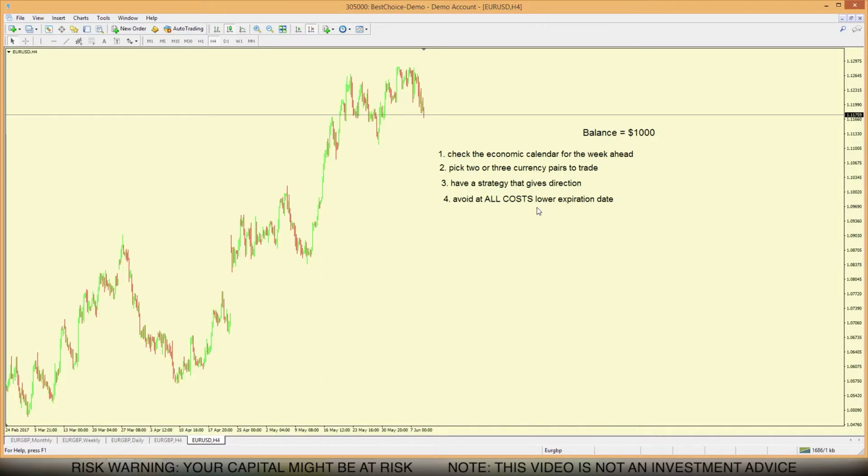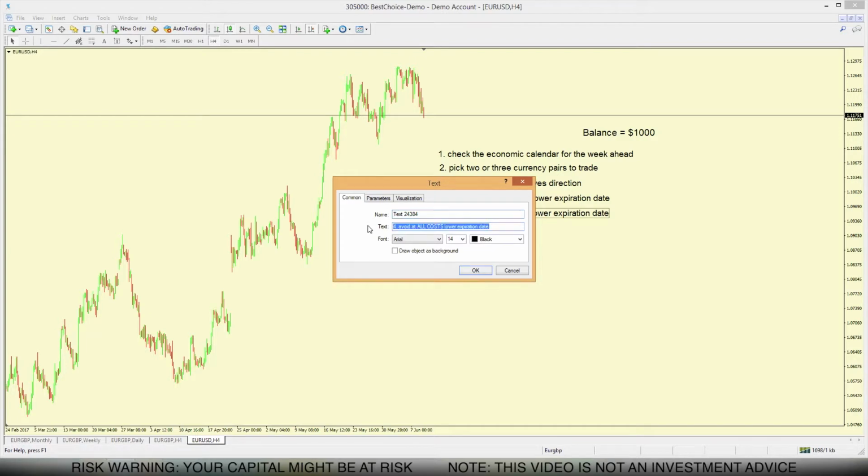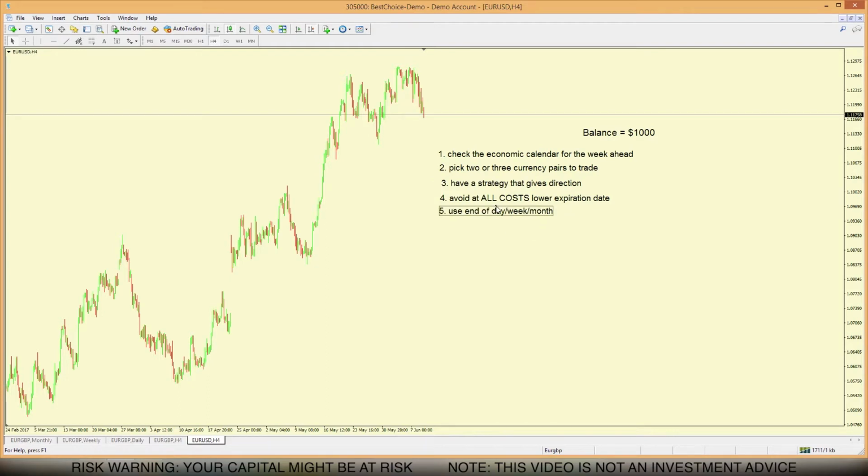Therefore, your best choice is to avoid lower expiration dates and use bigger expiration dates. Number 5, what kind of expiration dates should we trade? Well, we should trade the following. Use end of day, week and month expiration. I mean, come on. If anybody gives you 80% rate of return on your investment, then waiting for a day or less than a day or a week or even a month is not that much.